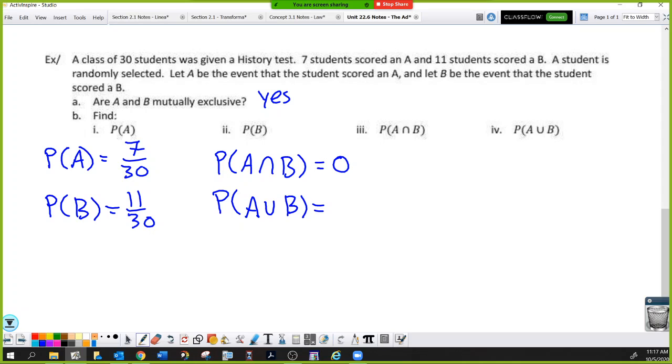18 out of 30? That is it. Because we only know about 7 and 11. So there's another 12 people that we don't know anything about. They got neither an A nor a B. So we get 18 out of 30 because we're adding the 7 and the 11 out of 30. You can reduce this if you like to, but you don't have to.